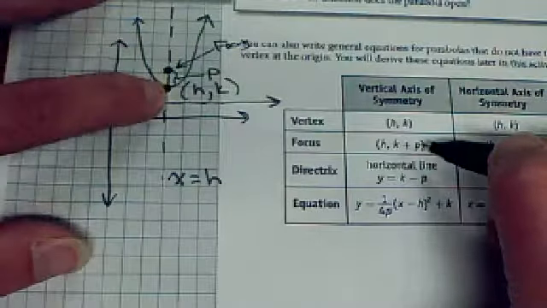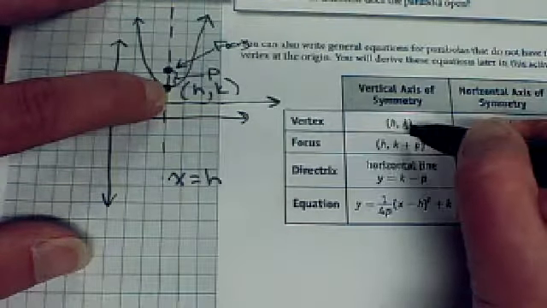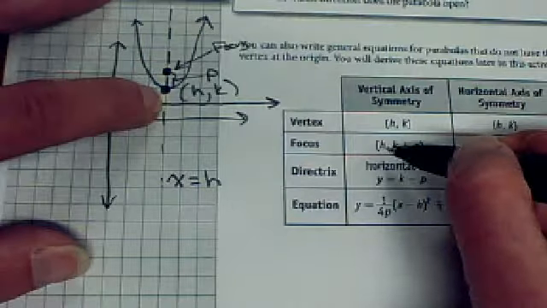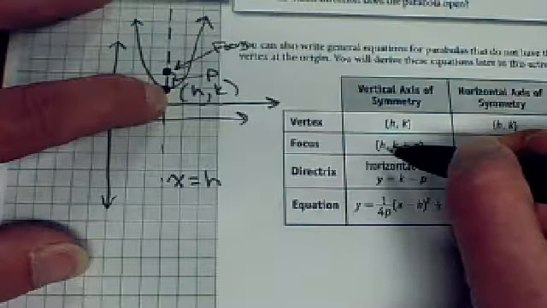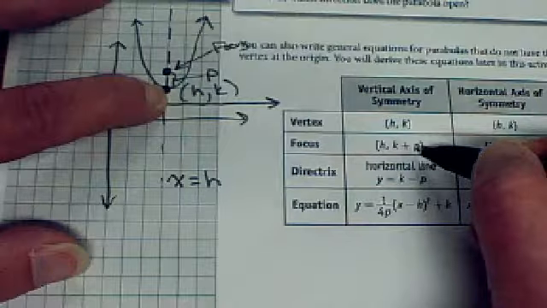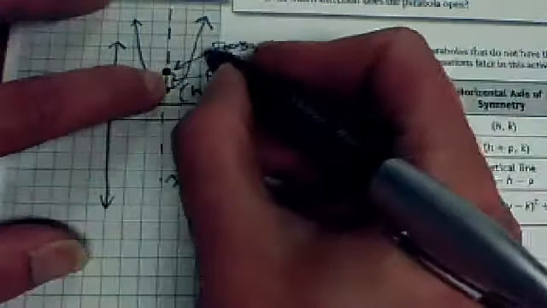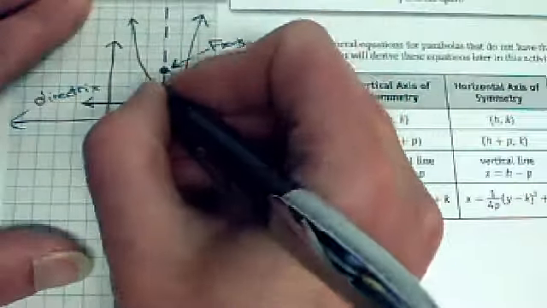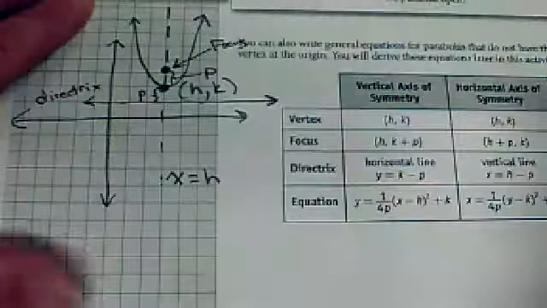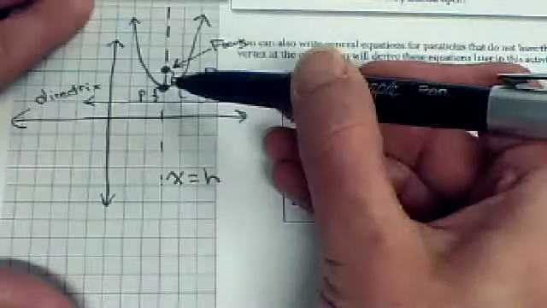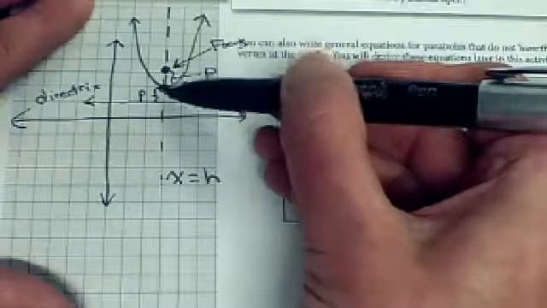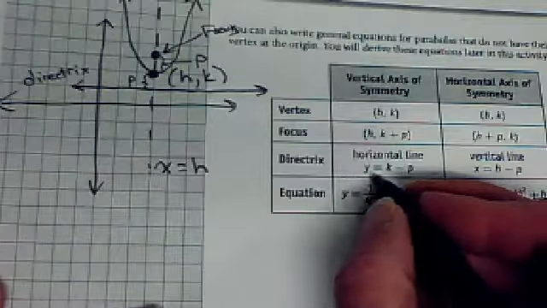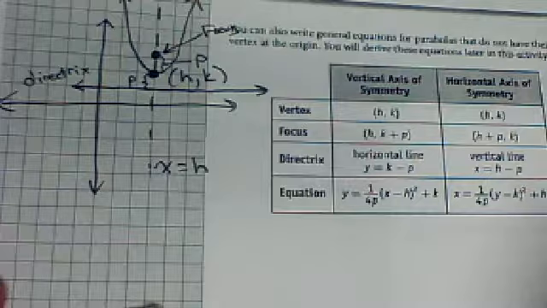So notice how they word it here. If you take your vertex and you go up p spaces, that would be (h, k plus p), because the x variable would stay the same, and you take your y and add p to it. Now, if the distance to the focus is called p, and it's the same distance to the directrix, this would also be p. But instead of adding p, because we're going up, we're going down, so we would subtract it. So you would get y equals k minus p.